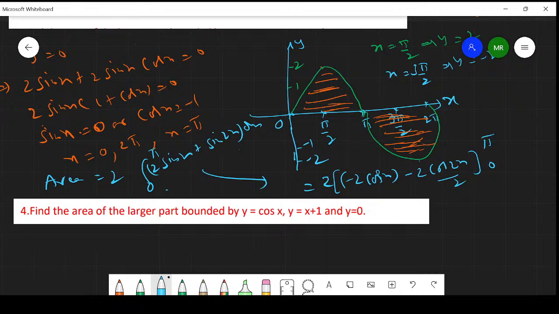Again substitute the limits. Correct? You try to understand here. Integral sin x is minus cos x, minus 2 cos 2x by 2. Here you won't get this 2. Like this, because integral sin 2x is minus cos 2x, and the derivative of 2x is 2, so I should divide.